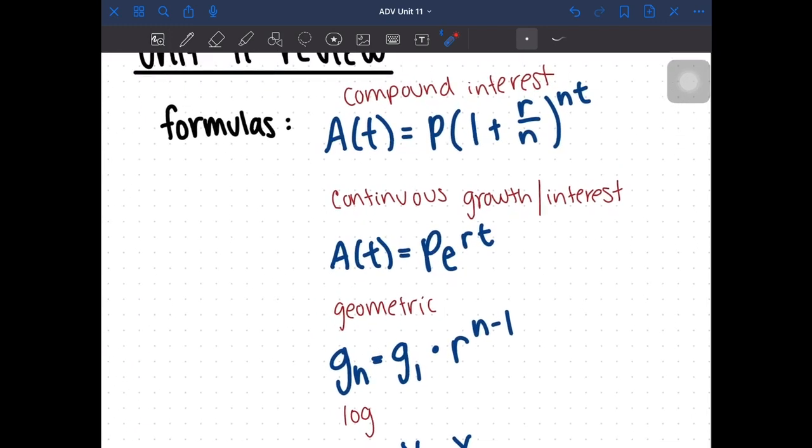This is our geometric sequence. So this is the term that we're looking for. G of 1 is the geometric first term that you're given. r is the rate. So if your number is doubling, then this would be 2. And then this is the placeholder, and then minus 1.